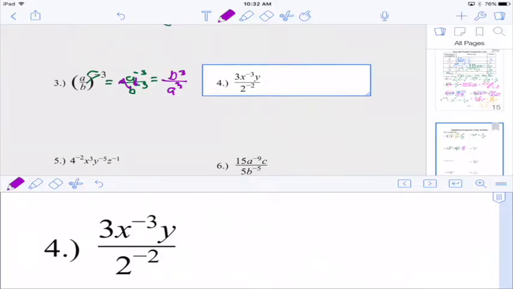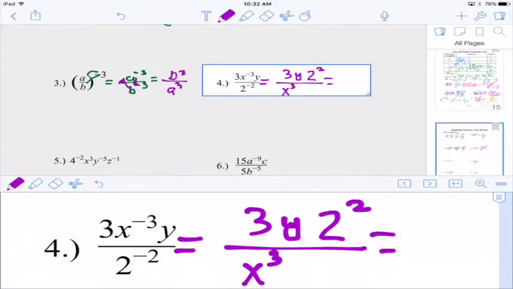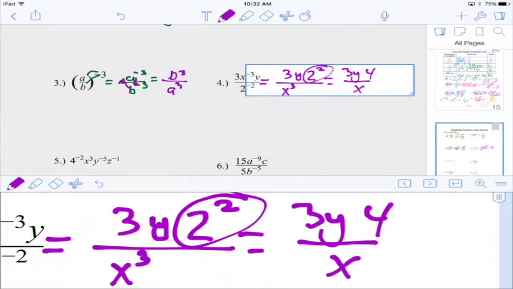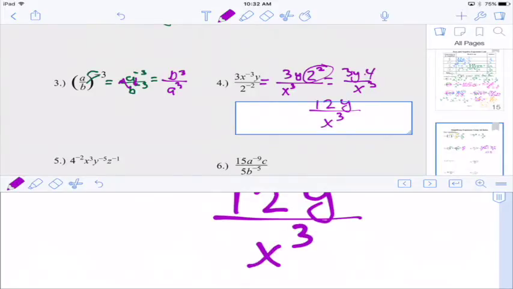Number 4. Let's flip all the negative exponents first. So the 3 does not move. That x now goes to the bottom, x cubed down there in the denominator. The y does not move. And that 2 comes up to the numerator as 2 squared. Well, we simplify. 3y we can't do anything with, but 2 squared is 4 over x cubed. Well, now I'm multiplying. I'm just going to multiply 3 times 4 and be done. 12y over x cubed. There's that one.